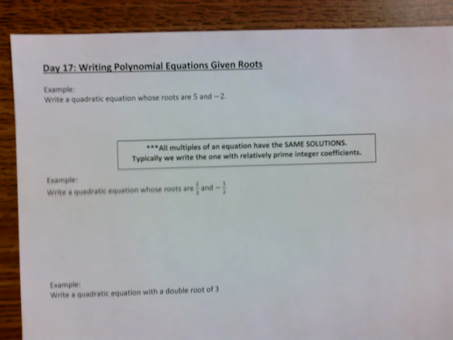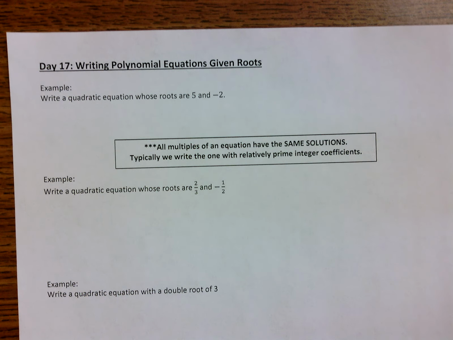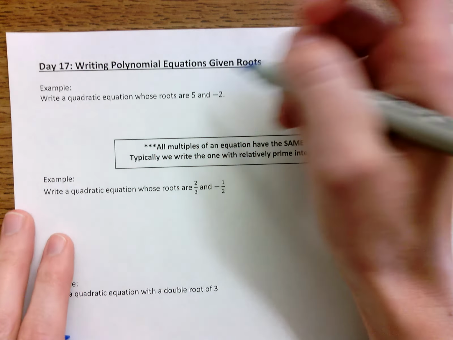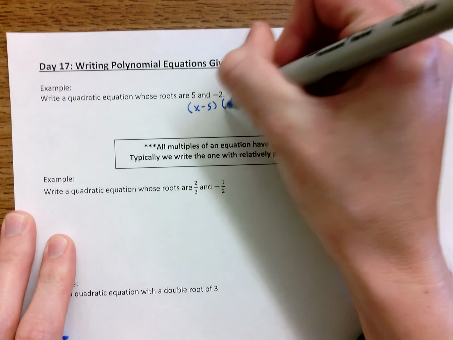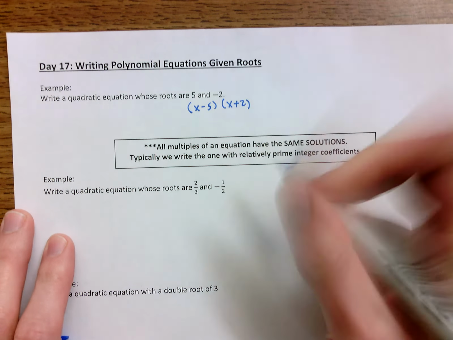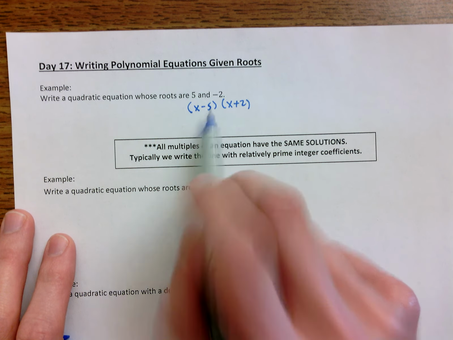All right, so we're going to talk about how we can write equations for polynomials given a particular set of roots for that problem. Okay, so let's start out with a fairly easy one where we have a quadratic equation and we know that the roots are 5 and -2. So this is pretty easy to do because this means that I know in this equation that my two parentheses would have to be x minus 5 and x plus 2, right? Because when you set them equal to 0, that's how you get x equals 5 and x equals -2, right?